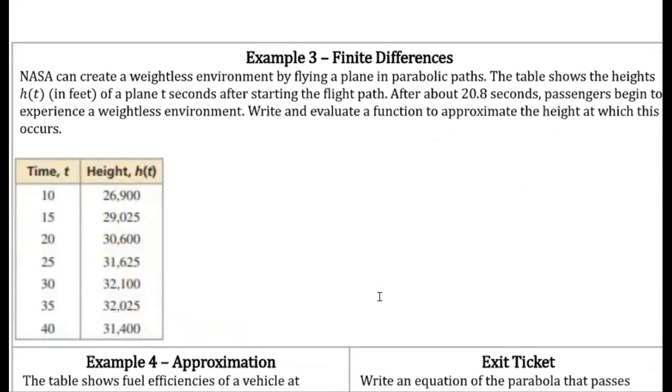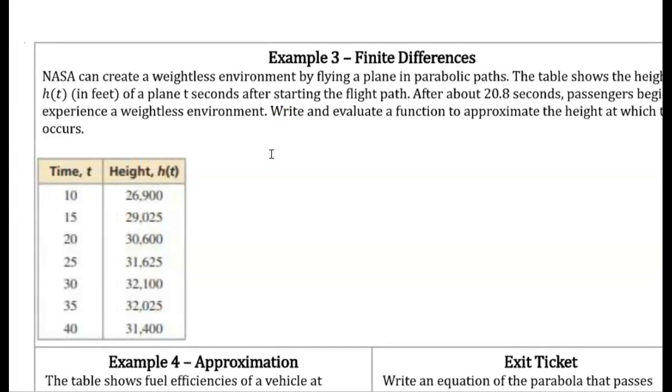It says that NASA can create a weightless environment by flying a plane in parabolic paths. The table shows the heights, h of t, in feet of the plane t seconds after starting the flight path. So t is how many seconds after they've started the flight path. H of t, or h, is how high the plane is in feet. So after 20.8 seconds, the passengers begin to experience a weightless environment. It wants us to write a function that approximates the height and then evaluate it. So how we're going to write it in this case, if we graphed these, they would create a quadratic looking parabola.